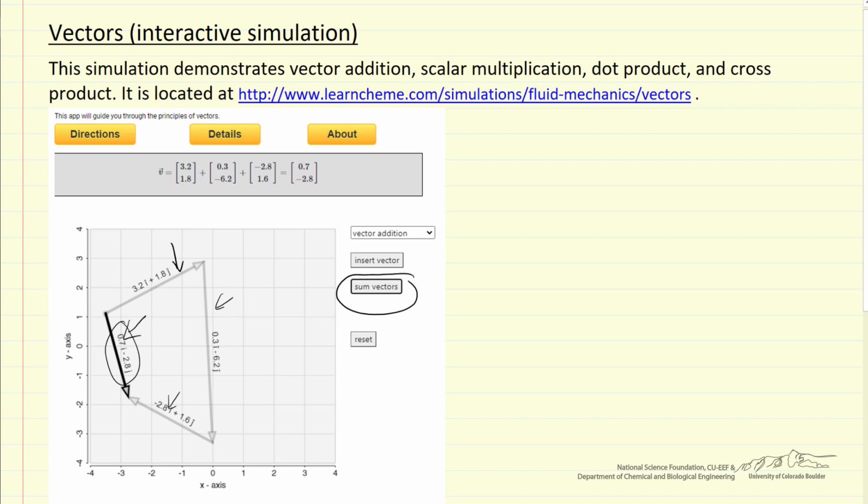The simulation has other options for multiplying a vector by a scalar, for a dot product and a cross product, and hopefully this simulation helps visualize the behavior of working with vectors. So let's go and look at the simulation.